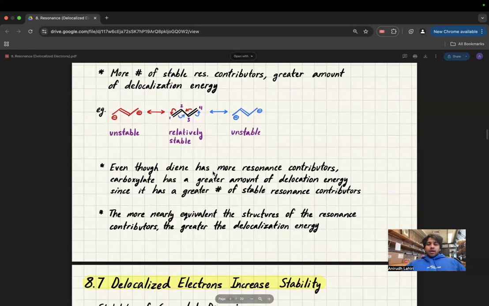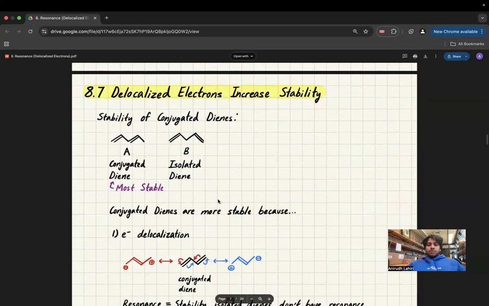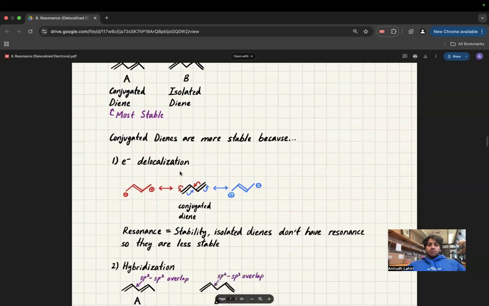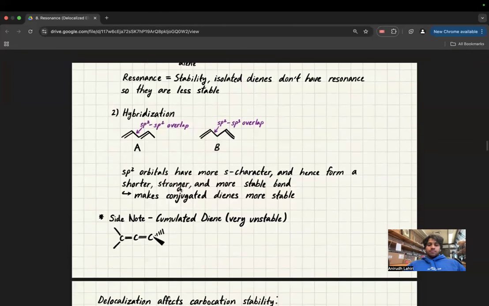Even though dienes have more resonance contributors, carboxylate has a greater amount of delocalization energy since it has a greater number of stable resonance contributors, right? So there's a caveat. There's sometimes a balance between the number and the stability. The more nearly equivalent structures of resonance contributors, the greater the delocalization energy. Cool. Isolated diene, conjugated diene. Conjugated dienes are more stable because of electron delocalization, hybridization as well.